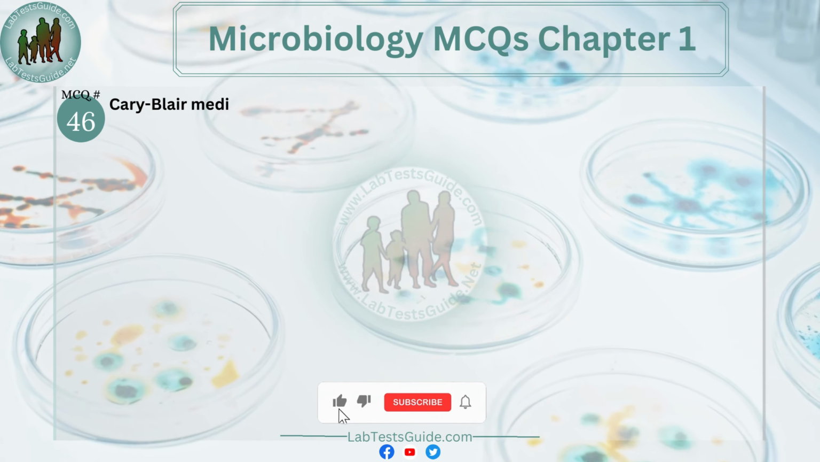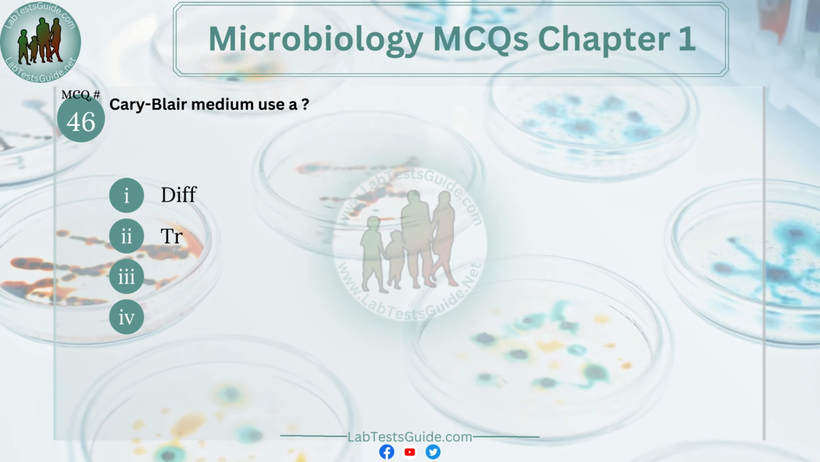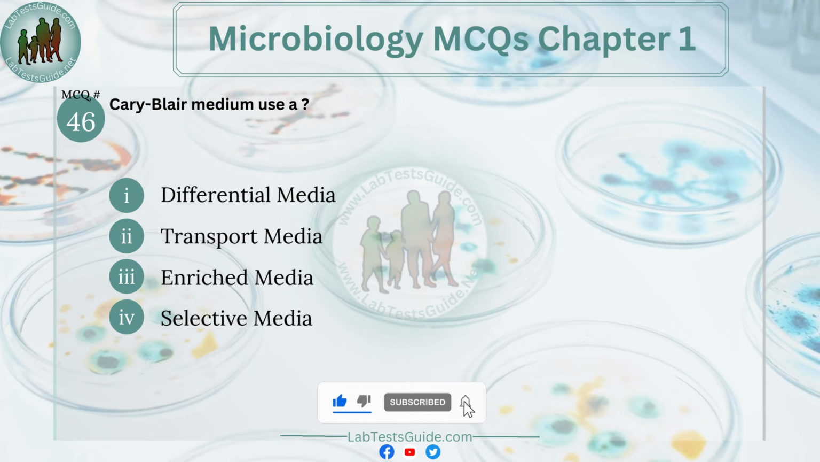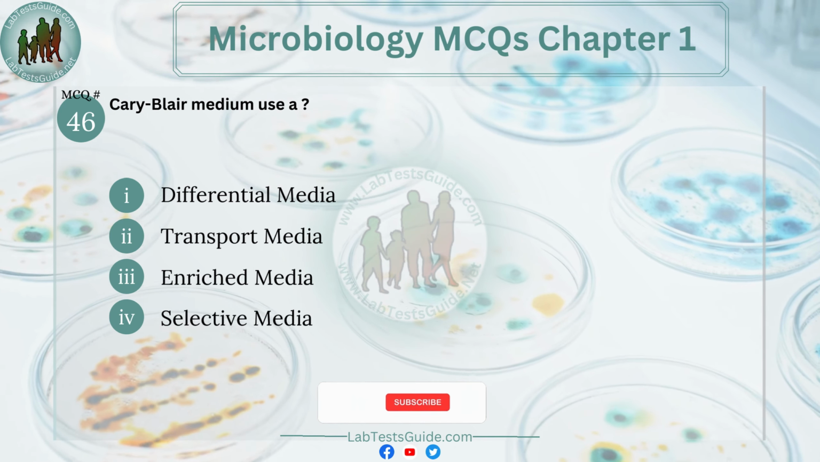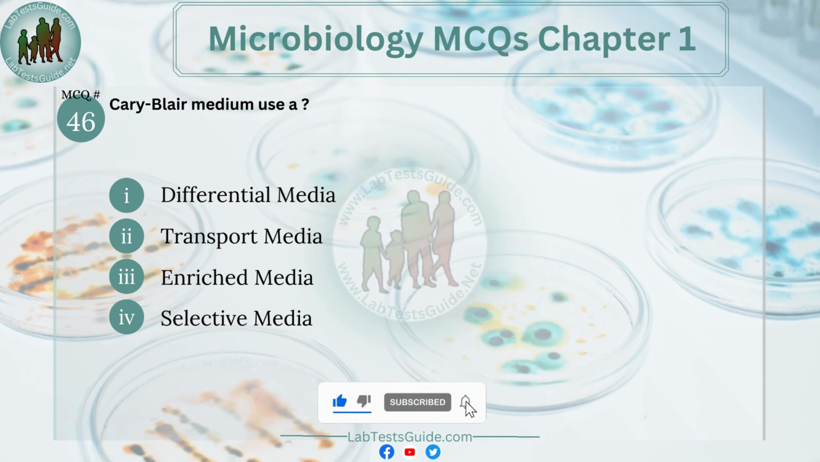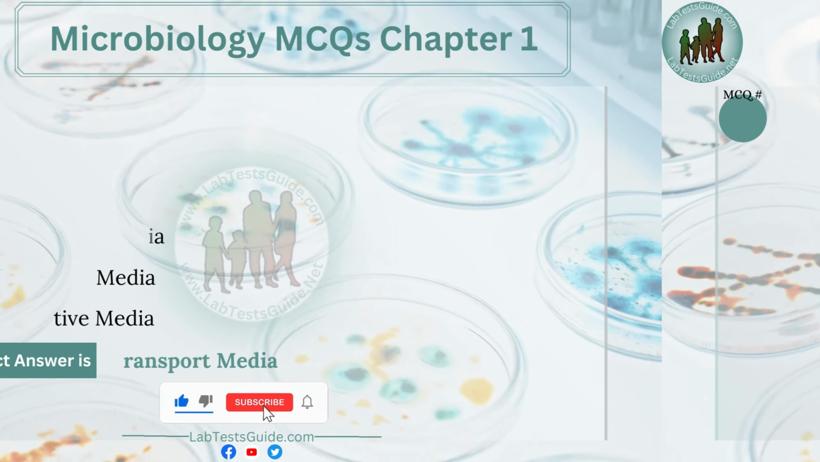Question number 46. Cary-Blair medium is a. Option number 1, differential media. Option number 2, transport media. Option number 3, enriched media. Option number 4, selective media. Correct answer is transport media.